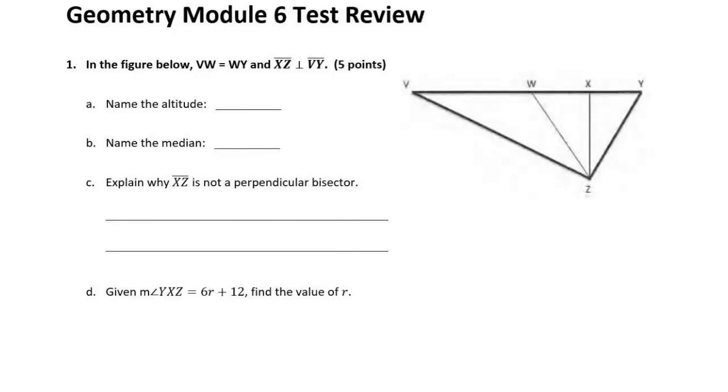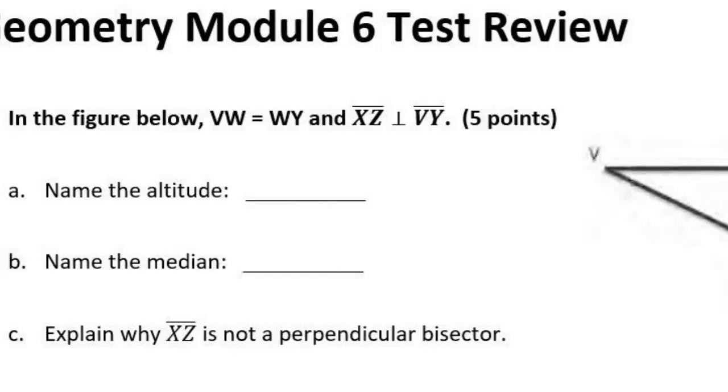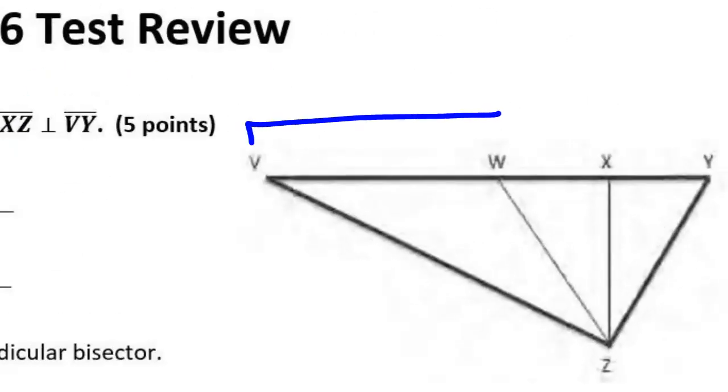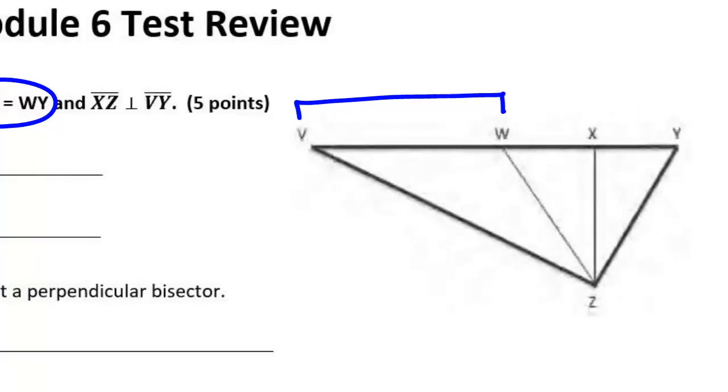Right, so on problem number 1, it tells me that VW is the same size as WY. So this distance right here is the same as this distance right here. If that's true, what would we call point W? The midpoint.